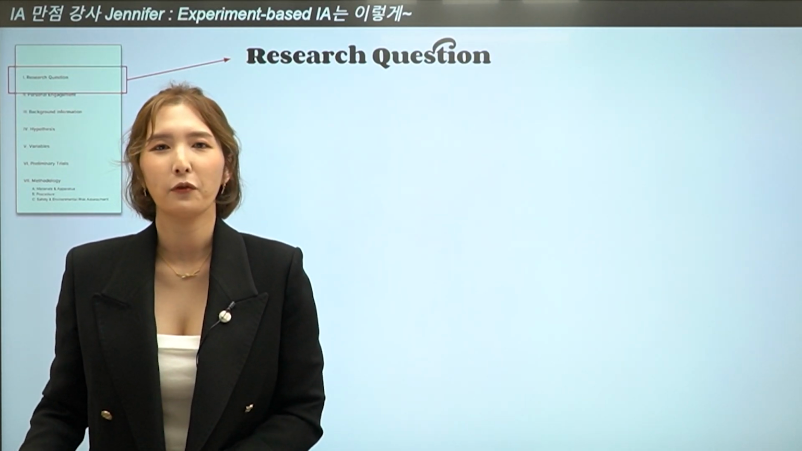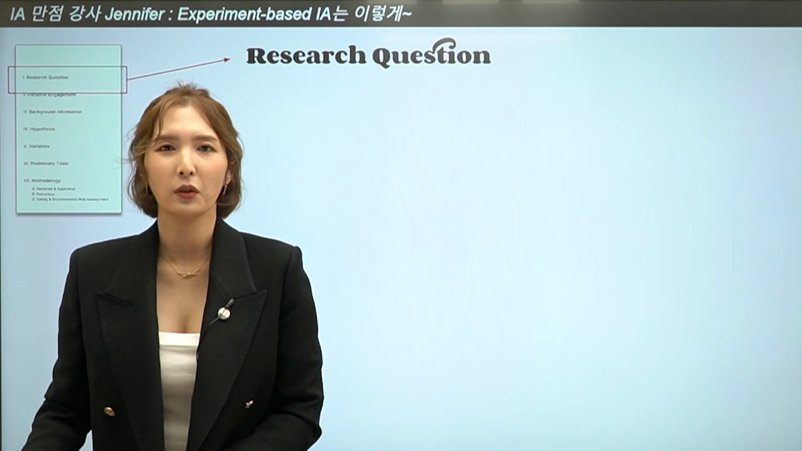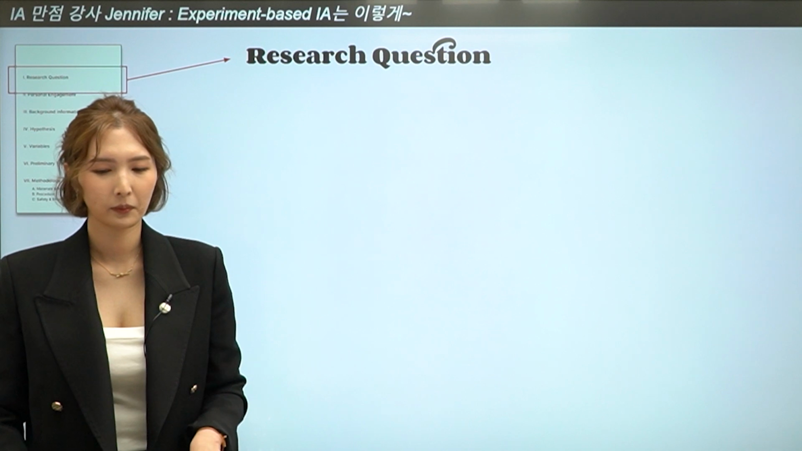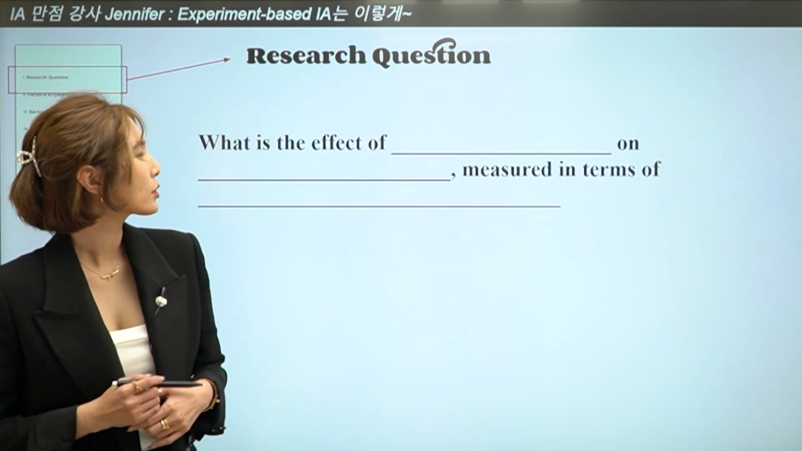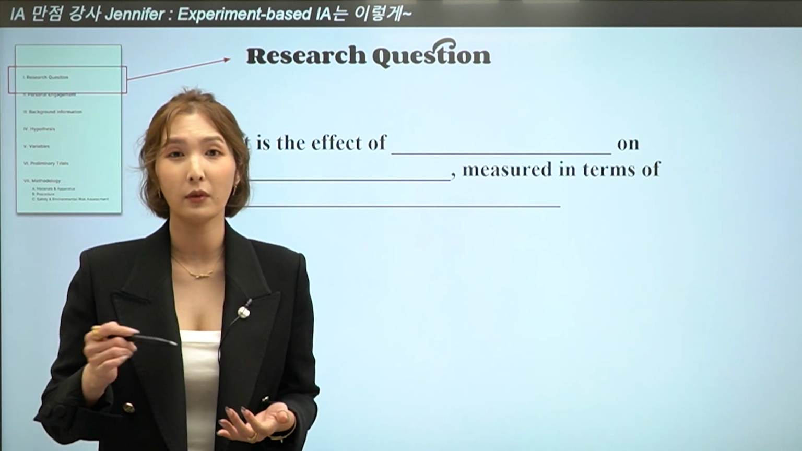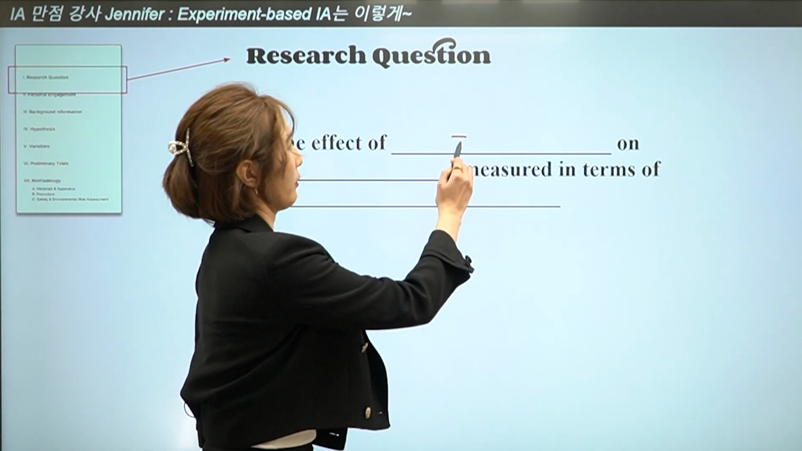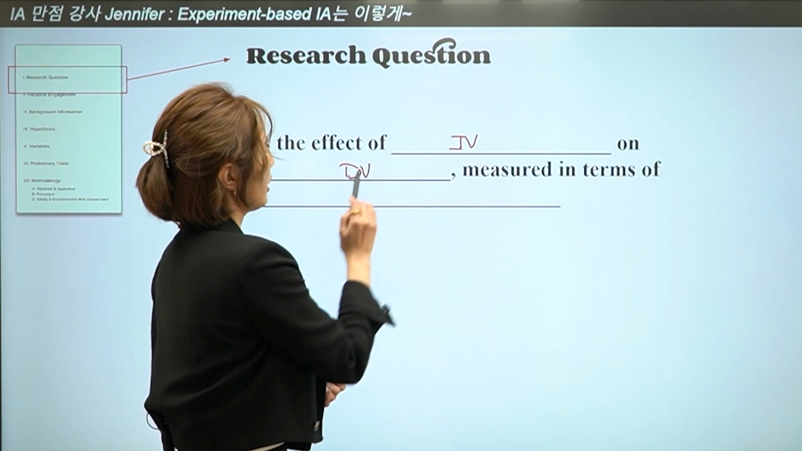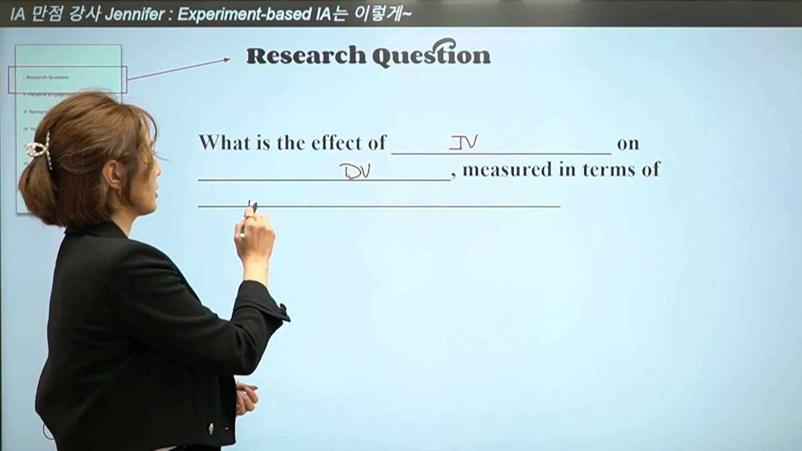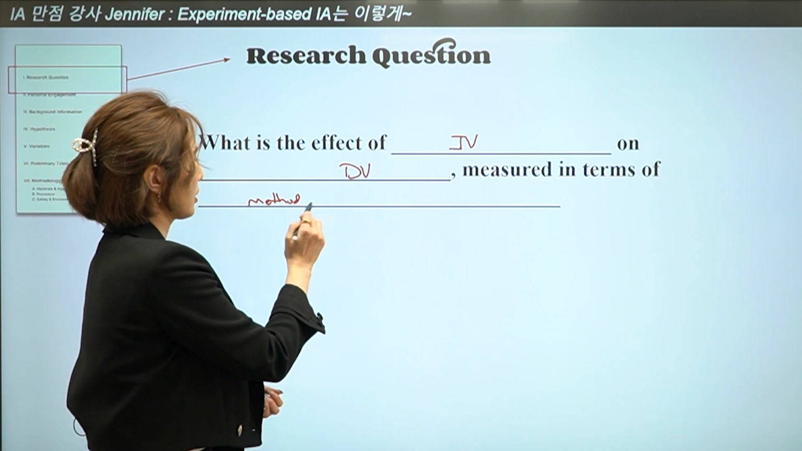In this video, I will share a few tips on how to write the exploration section of experiment-based IAs. So first, you have your research question, which is usually written in the format of what is the effect of IV on DV, or how does IV affect DV? Okay, so this will be your IV. This is your DV. And then you will describe how you measured or quantified your DV. Okay, so method of measurement.